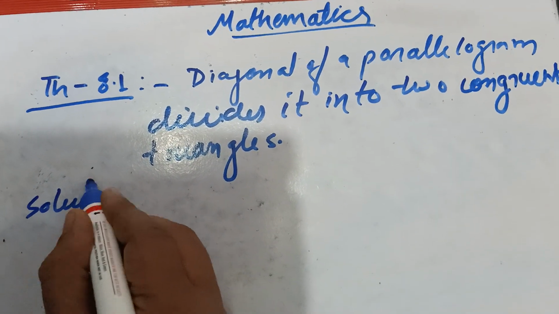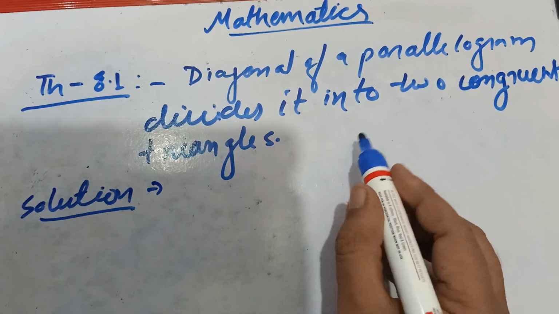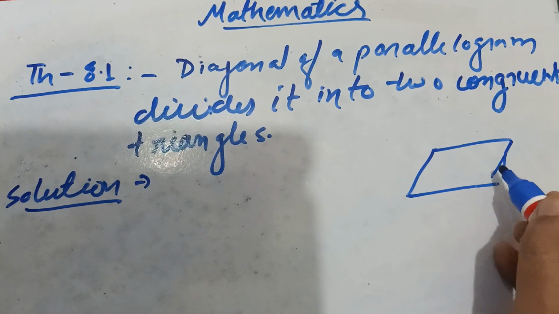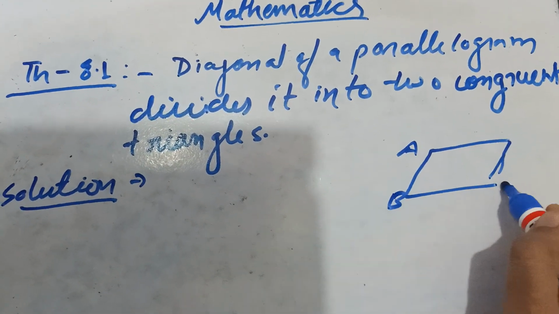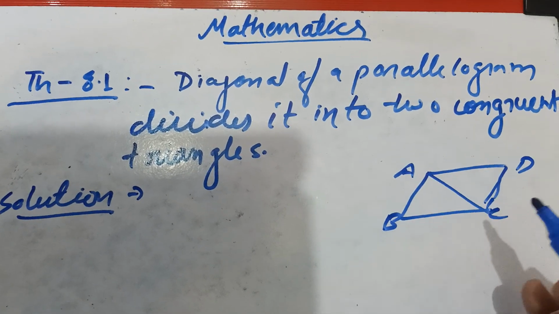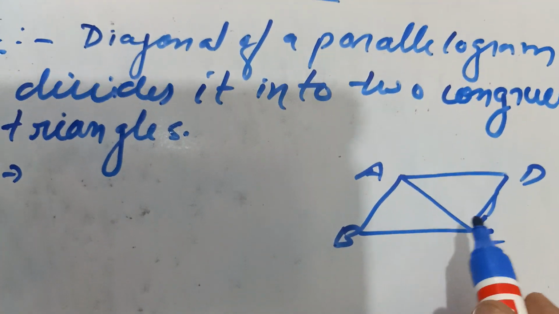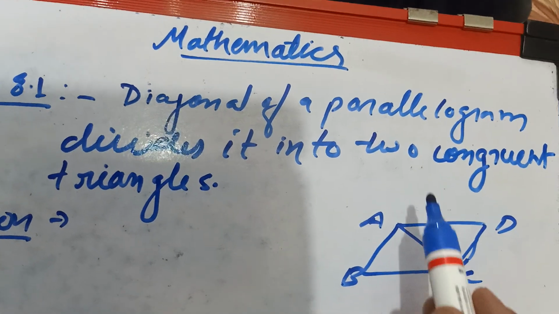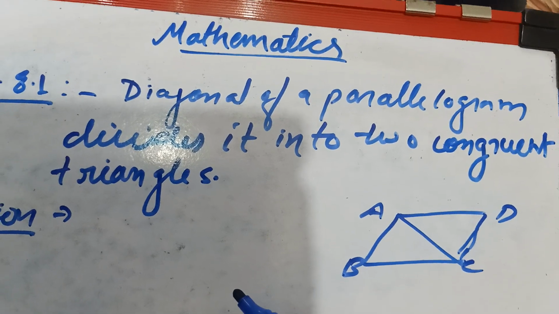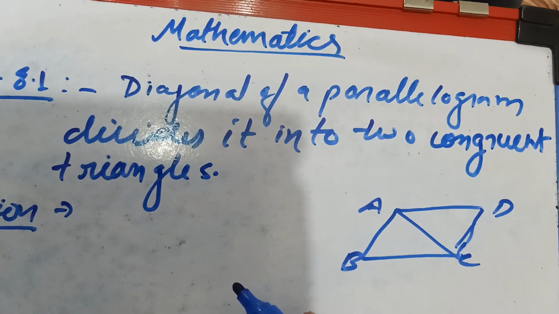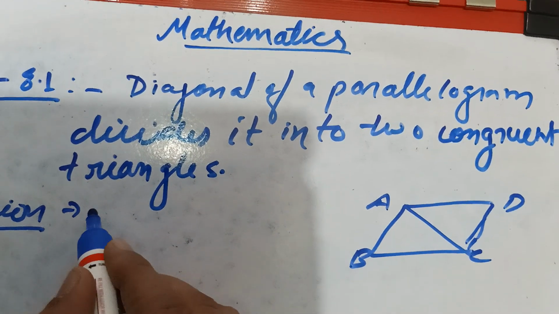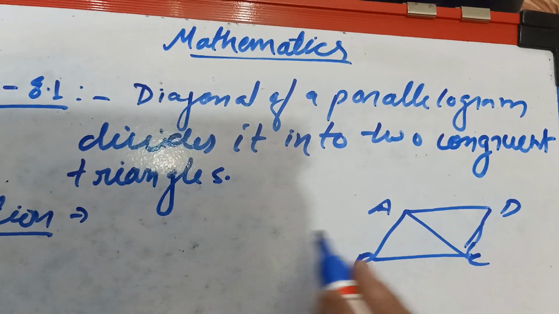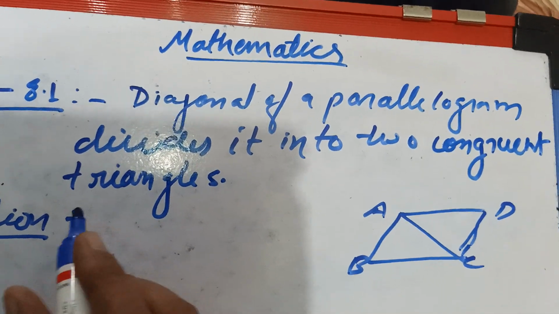So for the solution, first we need to draw a parallelogram. So I am drawing here. You can see this is the parallelogram. The sides are AB and CD, and AC is a diagonal of the parallelogram. Here opposite sides are equal and parallel because they have already told you that this is a parallelogram. Diagonal of a parallelogram divides it into two congruent triangles. It means we have to show that triangles ABC and ADC are congruent. This we have to show.